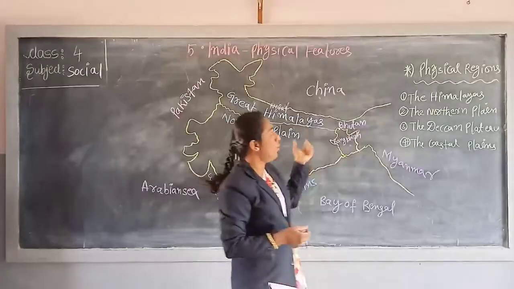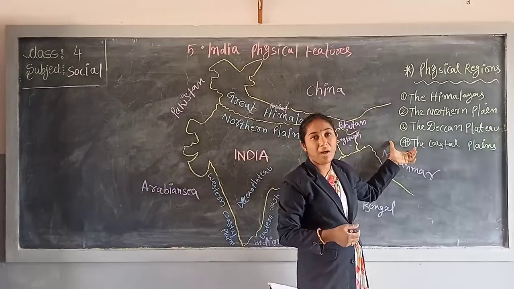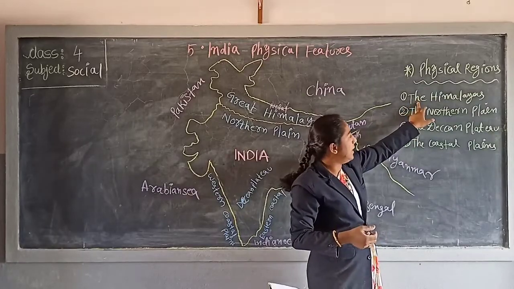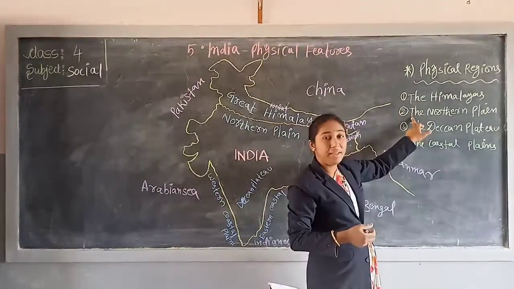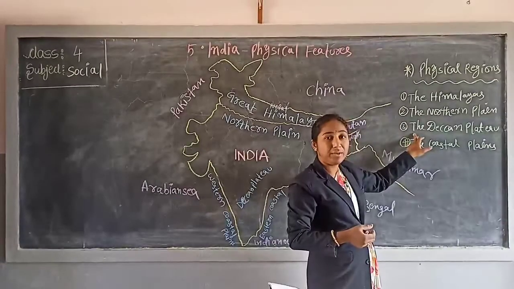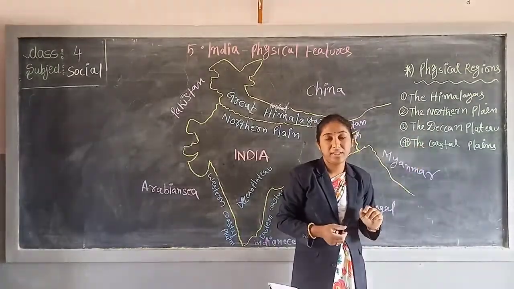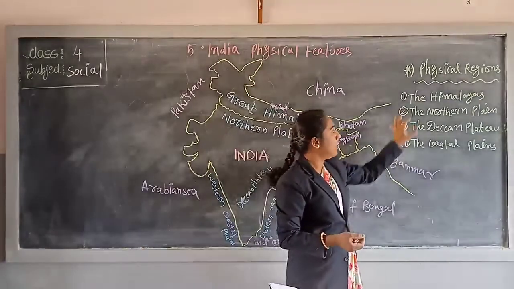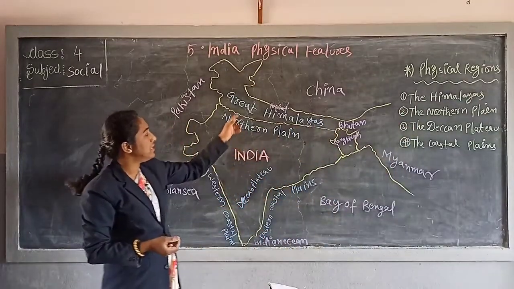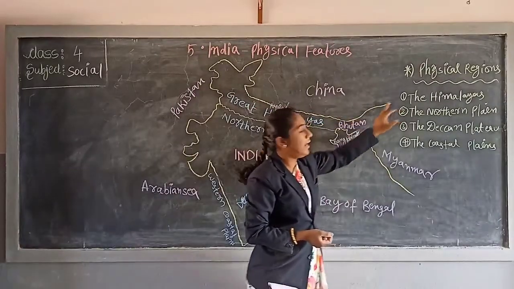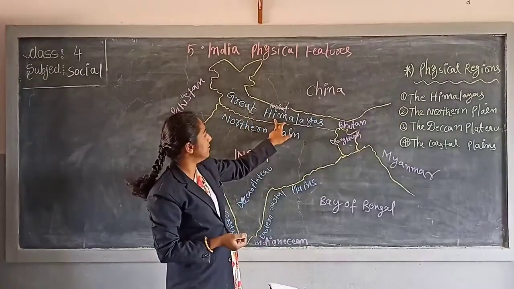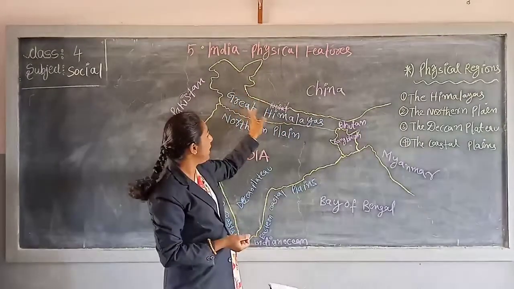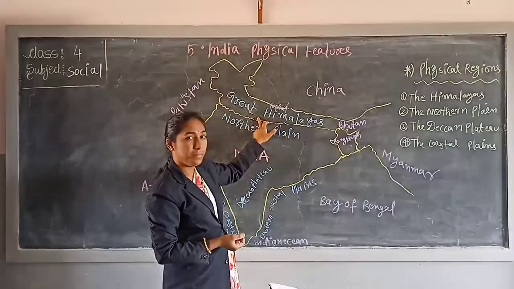Now, I have already told that the physical regions of India are divided into four types. What are they? The Himalayas, the Northern Plain, the Deccan Plateau, and the coastal plains. These are the four physical regions of India. Look at the India map, children. The first region, the Himalayas. The great Himalayas are located here, in the north of the country.